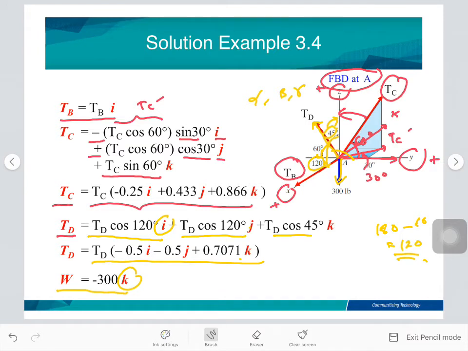So students always make mistakes with this negative. So you must remember the weight is always downward. So that is why it becomes negative 300 K. Okay, so this is the second step. In 3D, resolving into Cartesian is the second step. The first step is to sketch the free body diagram.